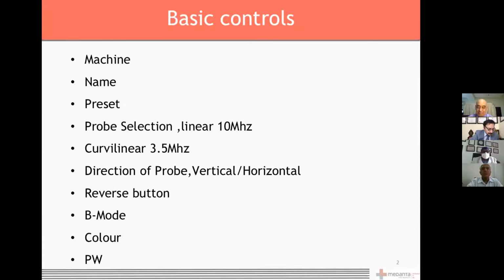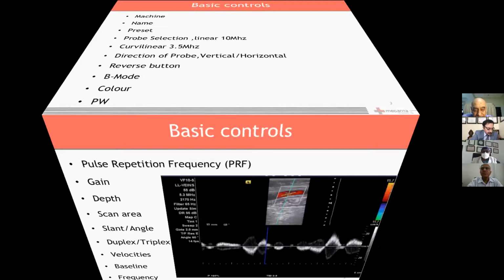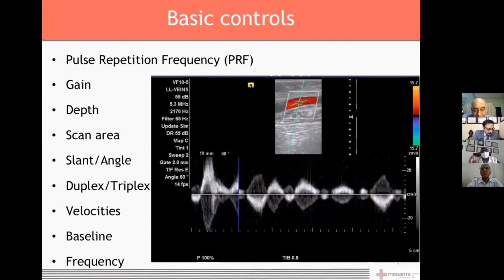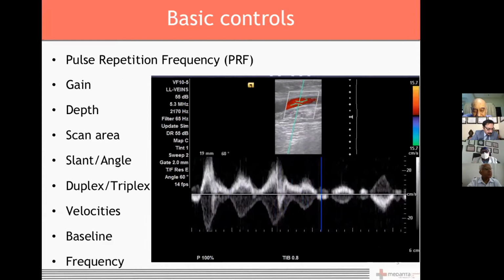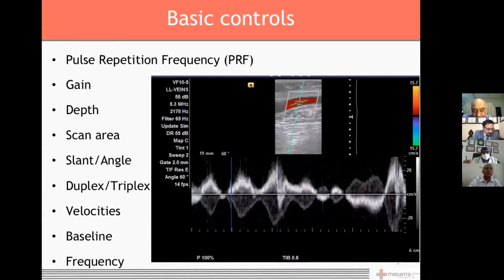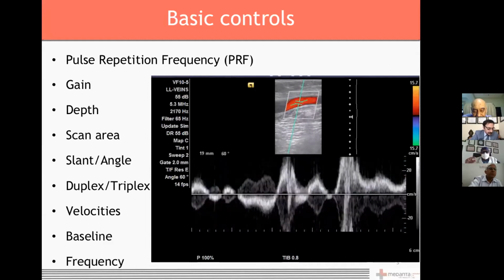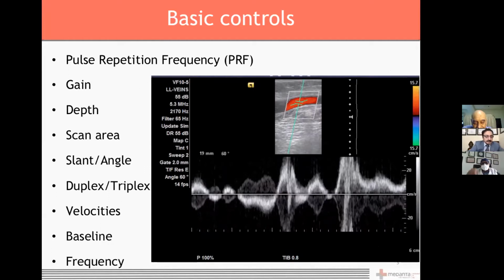There are a lot of functions like preset, probe selection. Dr. Satvik has already told about the hockey stick, the linear, the curvilinear probe. Usually a duplex scan is done with a curvilinear probe unless you're doing it for an abdomen, which he has nicely explained. We should be aware of the B mode, the color mode, the power Doppler and other stuff. PRF is pulse repetition frequency, which he has already explained. Gain, depth button, the scan area, the velocities, the baseline on which you will be calculating, and the frequency. You should know your machine before you begin. That's the basic point I wanted to highlight.